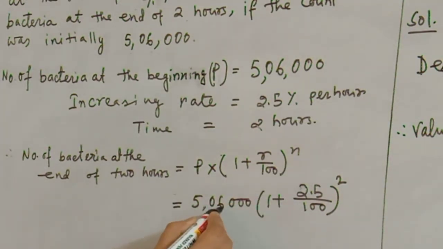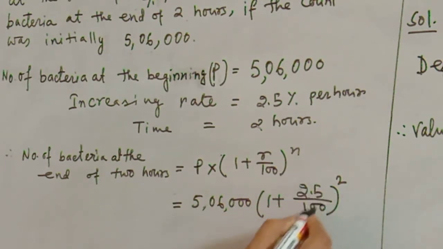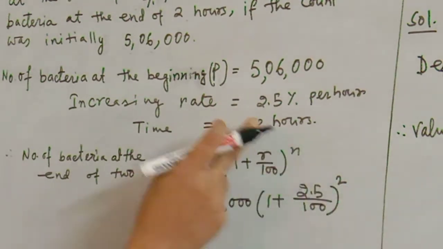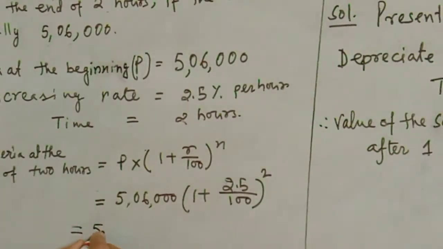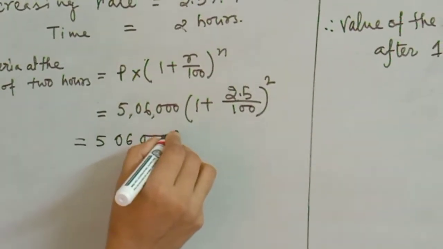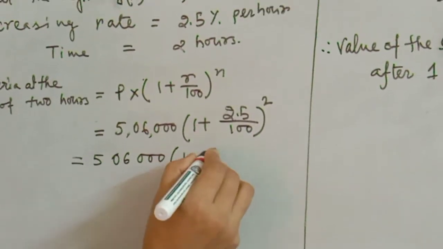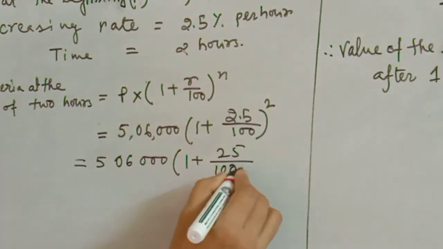So 5,06,000 into 1 plus 2.5, rate percent is 2.5 by 100, whole to the power 2 because time is 2 hours. Now our sum is 5,06,000 into 1 plus 25 by 1000 because that decimal number was there.